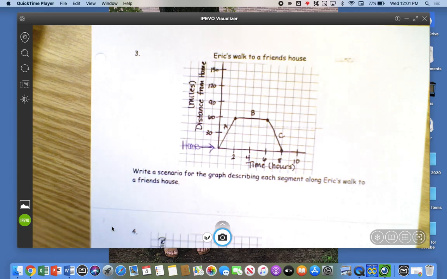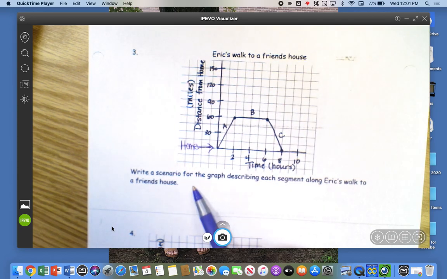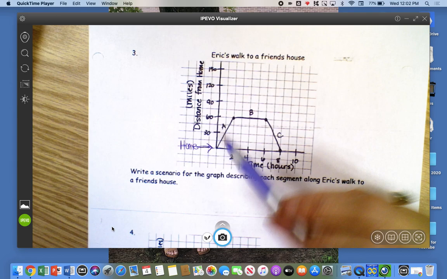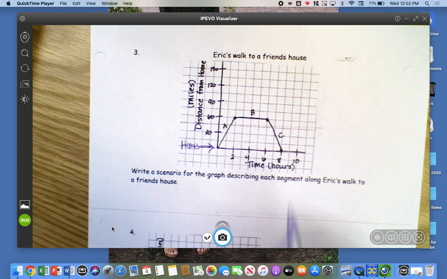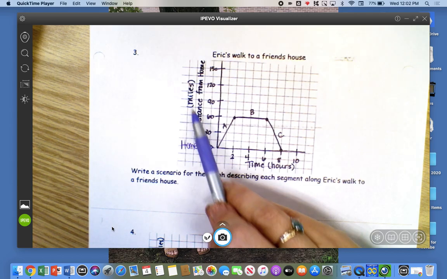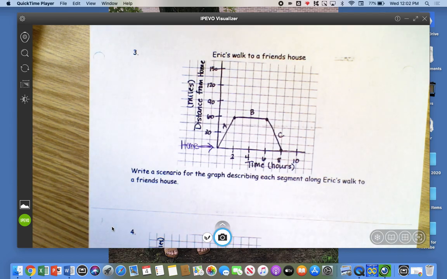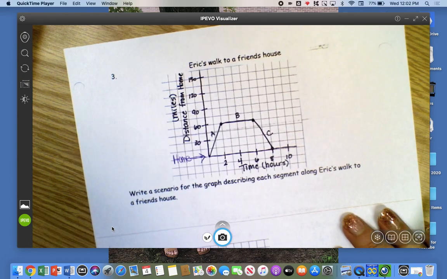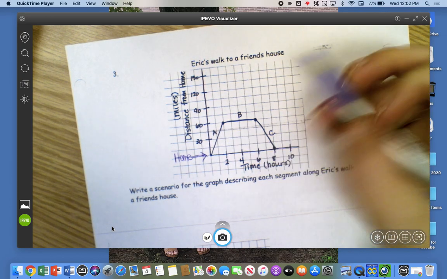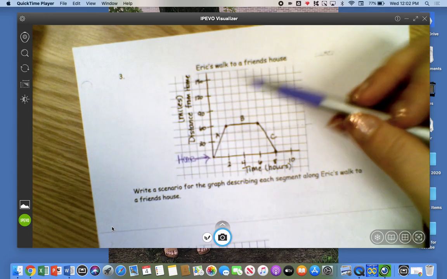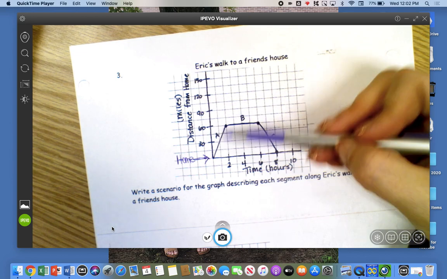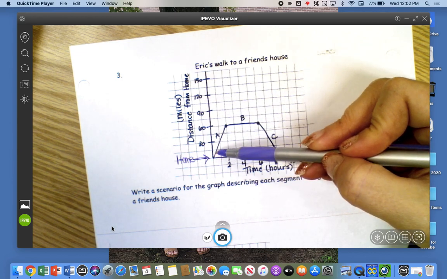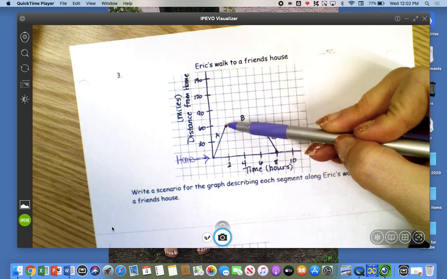to a friend's house. All right, so if you wanted to write a scenario for this, every time you have a change in your line, you need to have a description. And since we have 2 labels, distance and time, in each part we are going to have a distance and a time. So segment A is going to be my first sentence. How far did I travel? I started at 0 and I went all the way up to 60 miles.